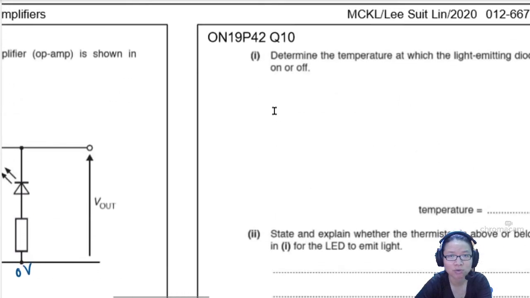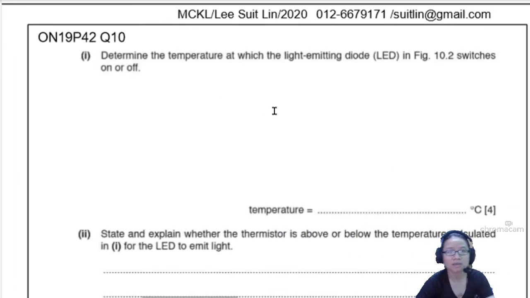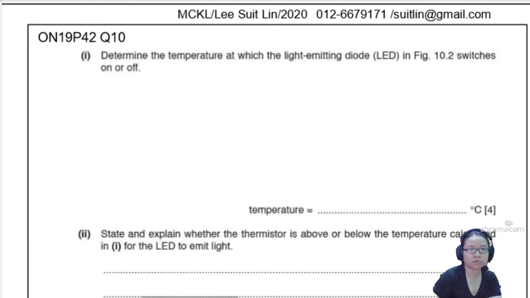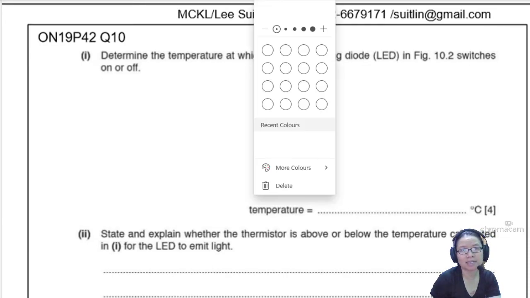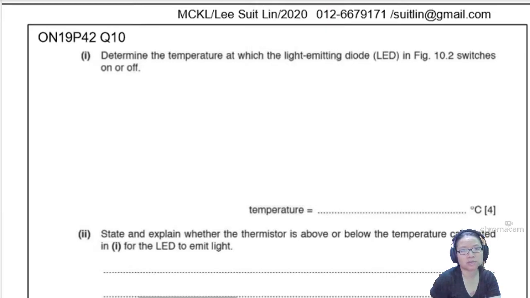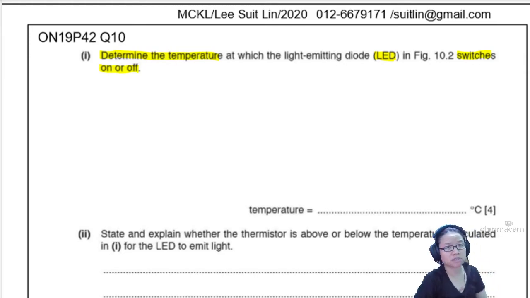All right, so let's look at the question. Determine the temperature. So we have to decide the temperature at which the LED switches on and off. This one is a little bit different from the first example, because the first example just tells you this is a resistance, which LED turns on. Whereas now I need to decide when the LED turns on and turns off.